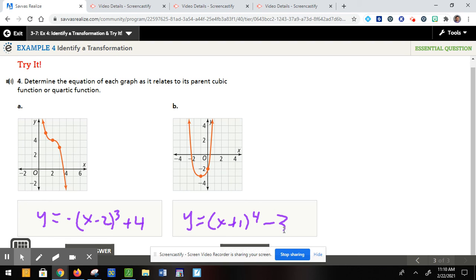All right. Let's take a look at example 5.